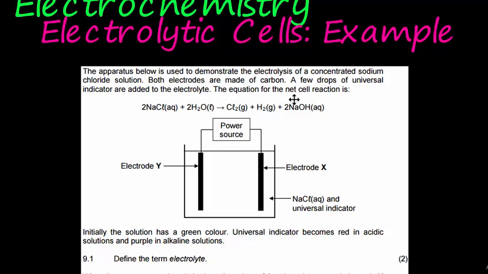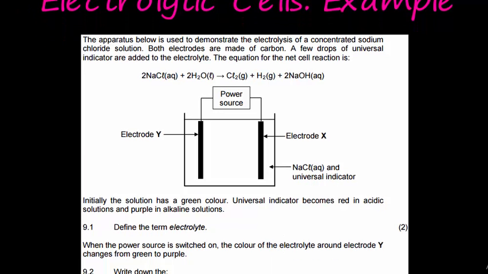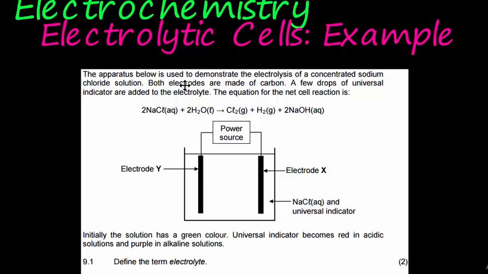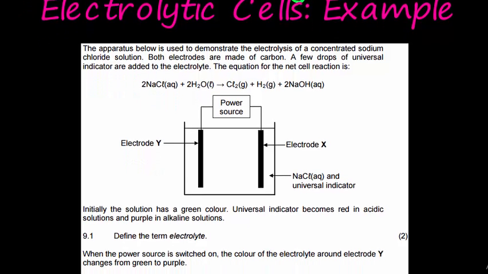The equation for the net cell reaction is the following. So this is what they tell us is happening as a result of this electric current being passed through the electrolyte solution. Remember that in an electrolytic cell, it's the electrolysis of concentrated sodium chloride solution. What that means is that in electrolysis in an electrolytic cell, a current is passed through an electrolyte solution that causes a non-spontaneous reaction. That means a reaction that would not occur by itself occurs.